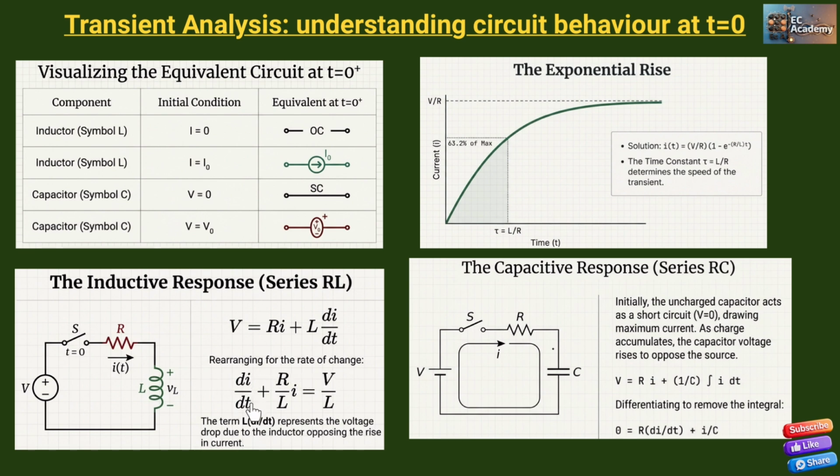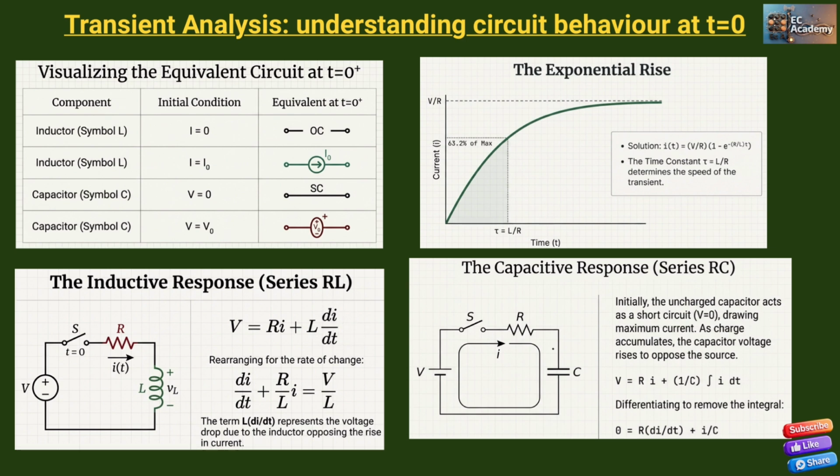If we rearrange the above equation, we'll get di by dt plus R by L into i equal to V by L. Here we have divided this equation by L to obtain this equation. In this equation, L di by dt represents the voltage drop due to the inductor opposing the rise in current.